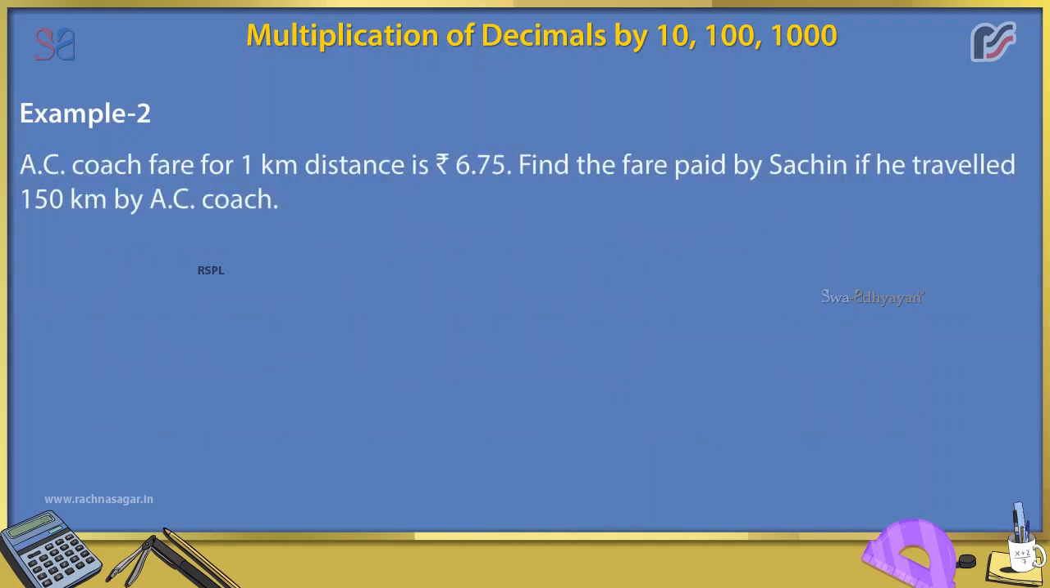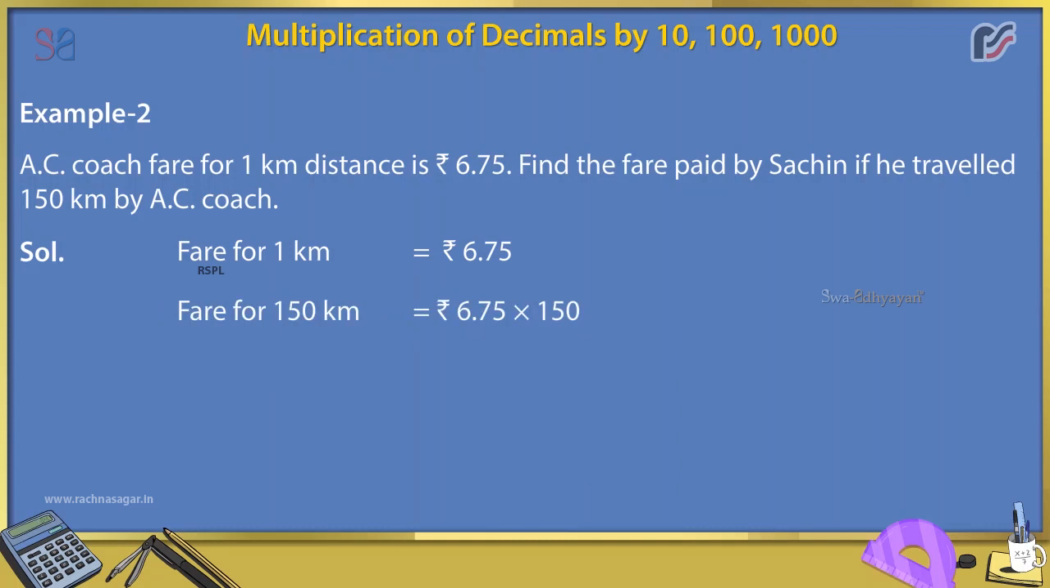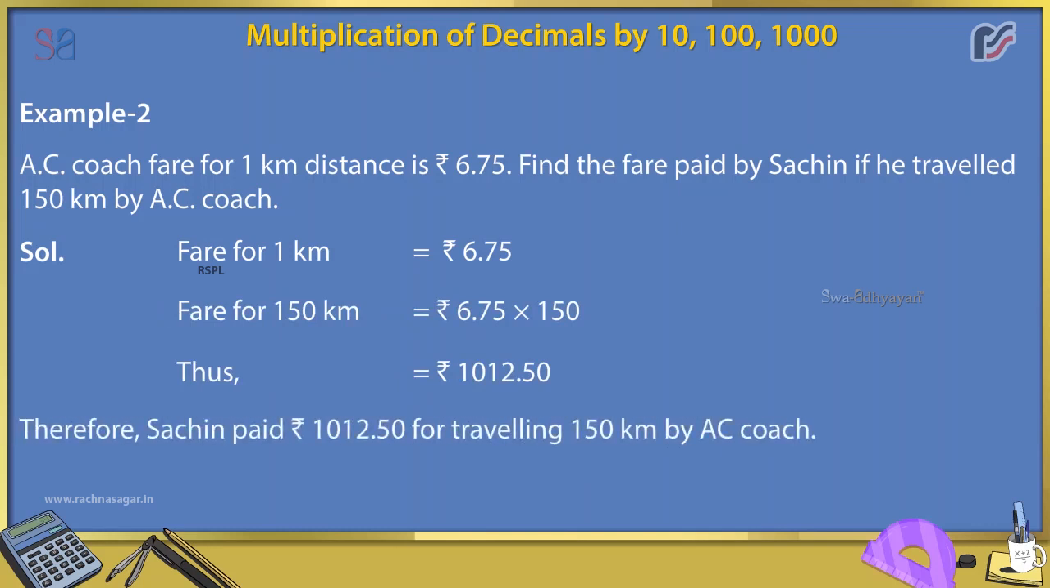Example 2. AC coach fare for 1 kilometer distance is Rs 6.75. Find the fare paid by Sachin if he travelled 150 km by AC coach. Solution. Fare for 1 km is equal to Rs 6.75. Fare for 150 km is equal to Rs 6.75 into 150. Thus, Rs 1012.50. Therefore, Sachin paid Rs 1012.50 for travelling 150 km by AC coach.